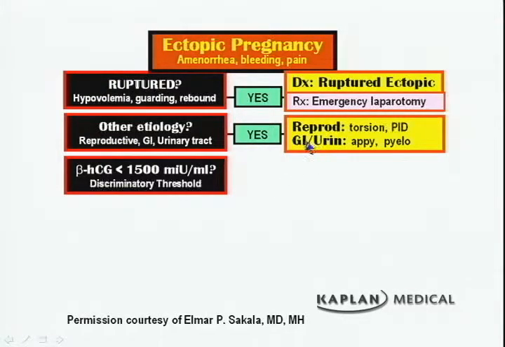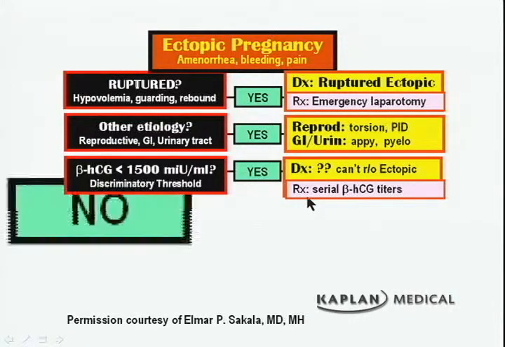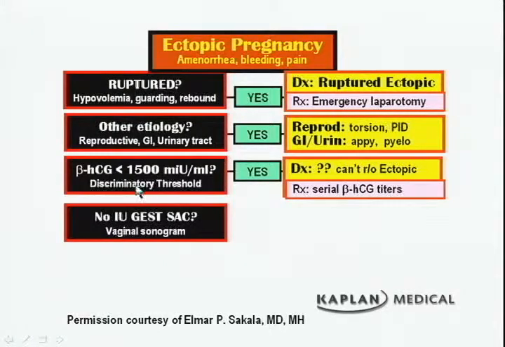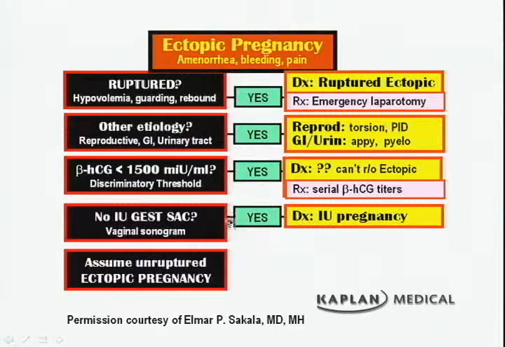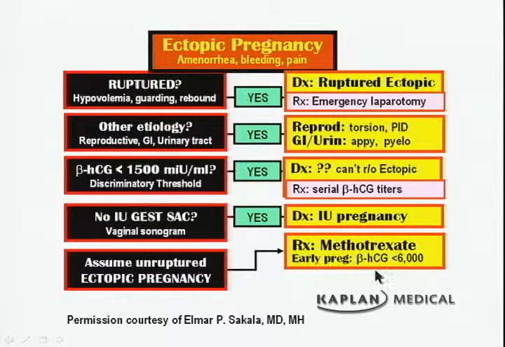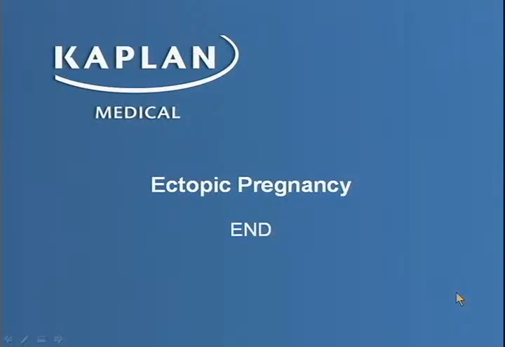Let's say we have ruled out these other causes. Now we're concerned about unruptured. If the beta-HCG is less than 1,500 milli-international units, which is our discriminatory threshold, what we will do is repeat the beta-HCG titer in 2 to 3 days. Okay, the beta-HCG is over 1,500. Now, can we see an intrauterine gestational sac? If we can, intrauterine pregnancy, and we're going to individualize with whatever we find. If there is no intrauterine gestational sac, beta-HCG is over 1,500, we assume it is an unruptured ectopic, and we're going to manage it according to gestational age. If it is an early pregnancy, less than 6,000, methotrexate. If it is a later or advanced pregnancy, over 6,000 beta-HCG, laparoscopy. And that finishes ectopic pregnancy.